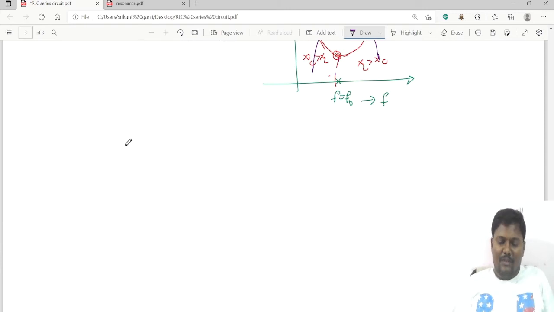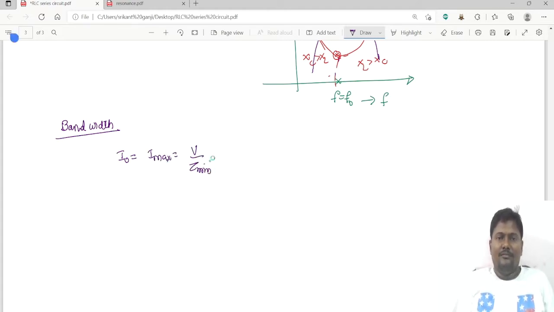And next one is bandwidth. This is a very important derivation. So bandwidth. So we know that I naught or I maximum is equal to V by Z minimum. That should be equal to V by R, and the power is equal to I naught square into R, that is V square by R square into R, that should be equal to V square by R.